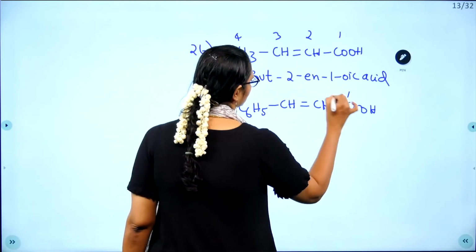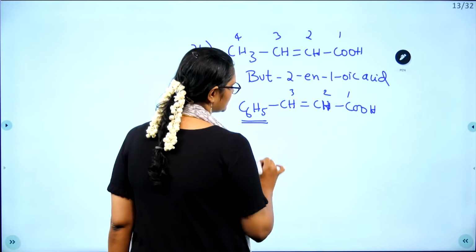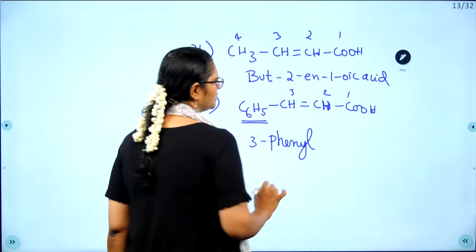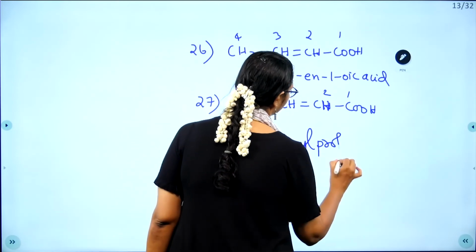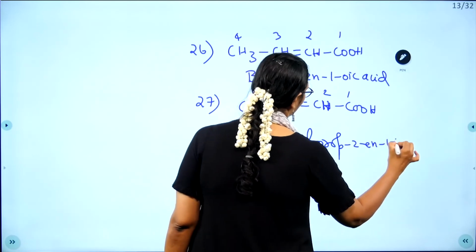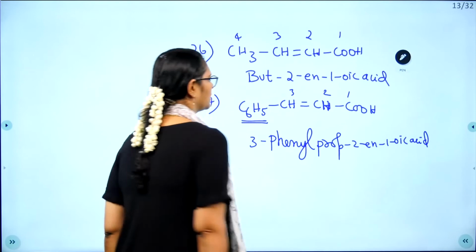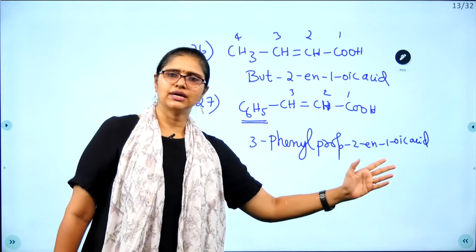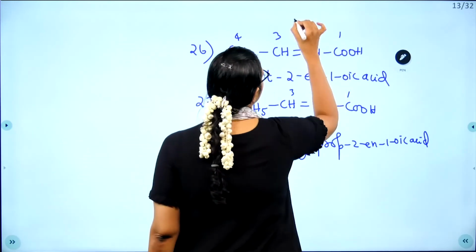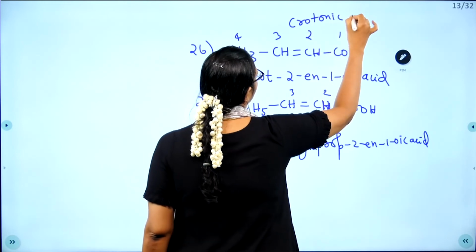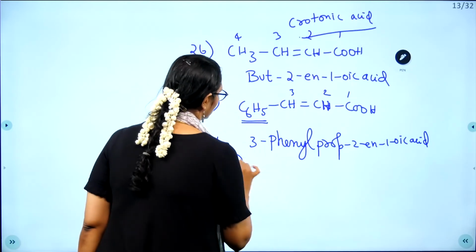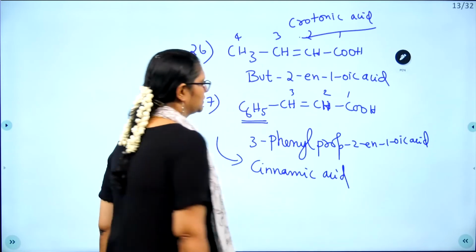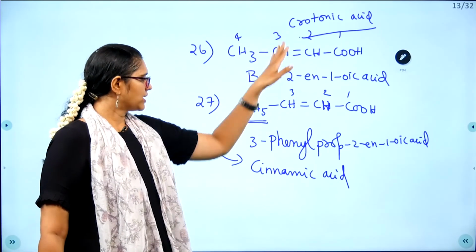Now what about this? 1, 2, 3. So this is a benzene ring. Okay, it is used as a substituent. So 3-phenyl. When a benzene ring is used as a substituent, we have to use the word phenyl. So 3-phenylprop-2-en-1-oic acid. The common name of the first is crotonic acid, and this one is called cinnamic acid.